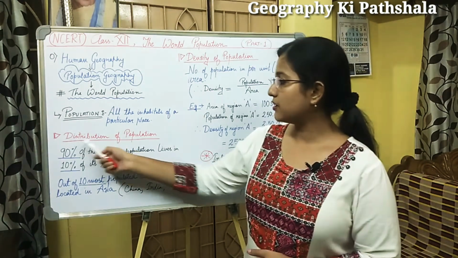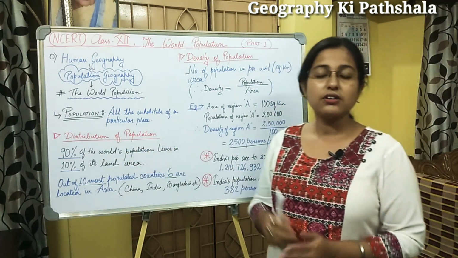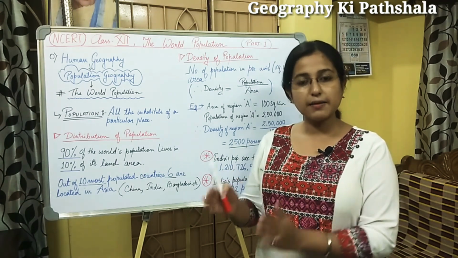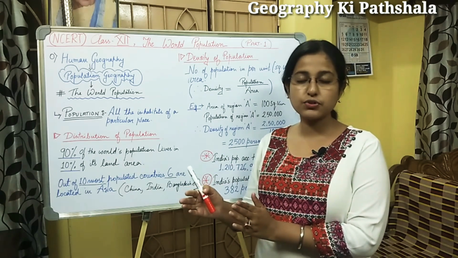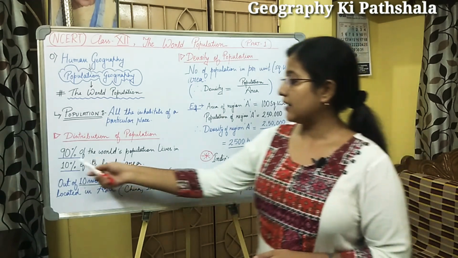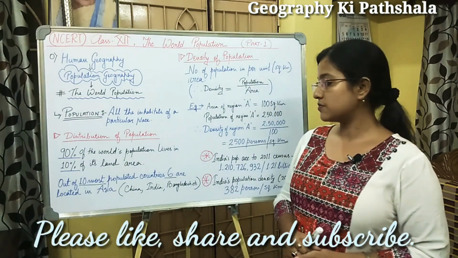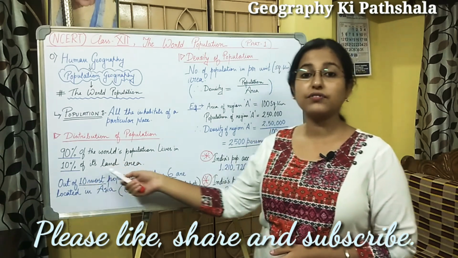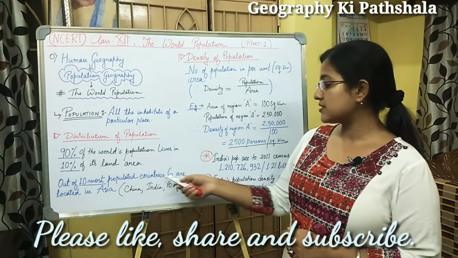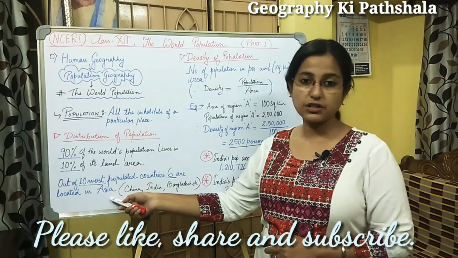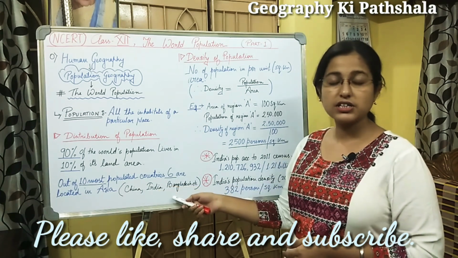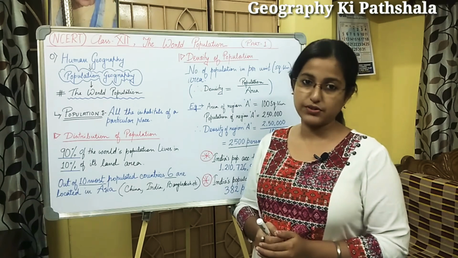So first comes the distribution of population. We all know that all over the world the distribution of population is not the same. In some places we can see higher population distribution, and in other places we can see lower population distribution. And we can say that 90% of the world's population lives in 10% of its land area, and out of the 10 most populated countries, 6 are located in our Asian continent. I can give you the example of China, India, Bangladesh; these are all highly populated countries.